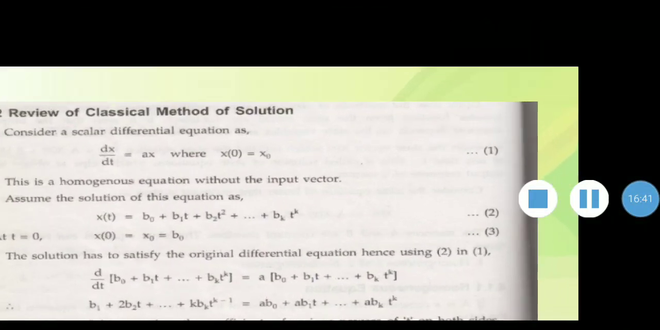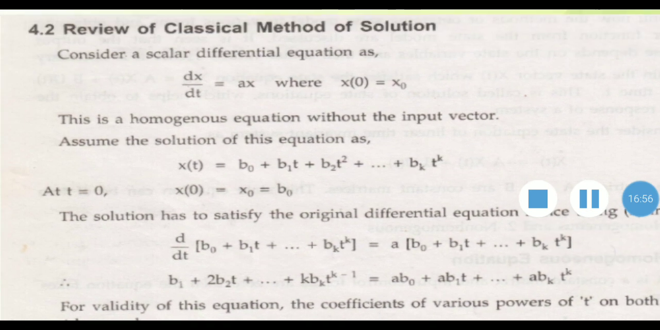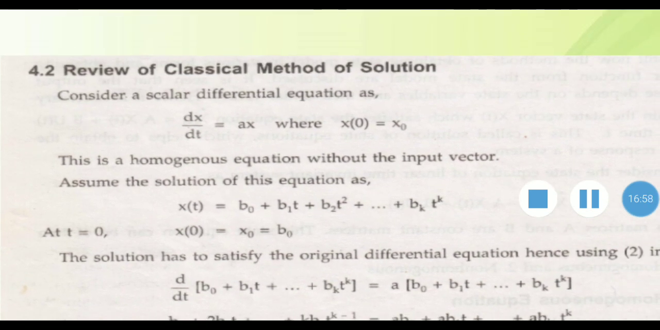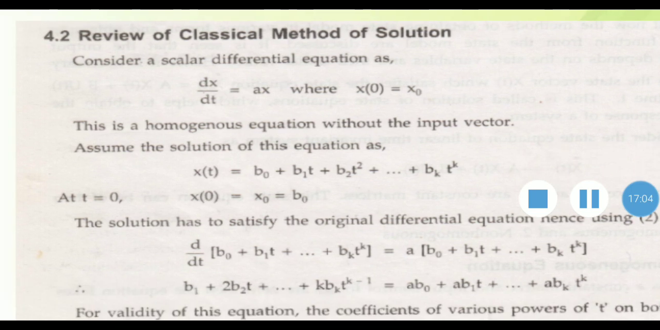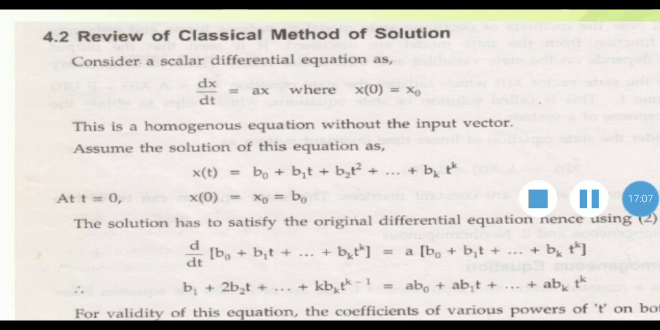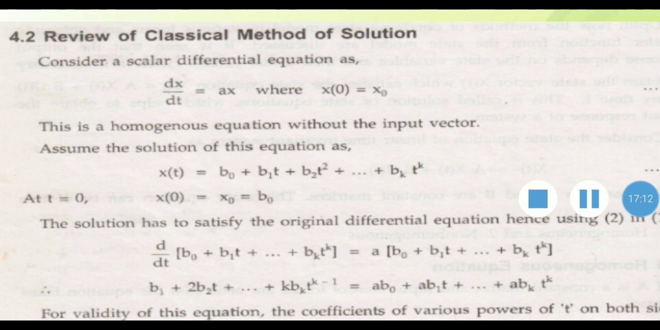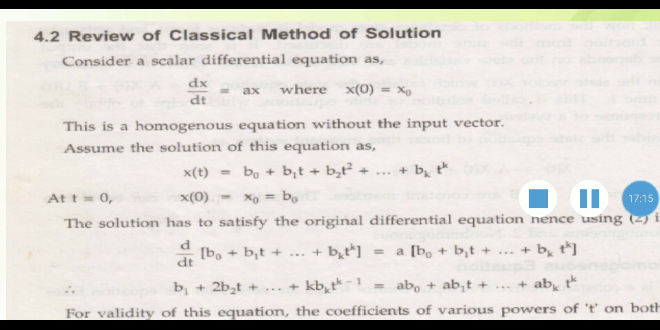Next we'll go for a review of the classical method of solution. Consider a scalar differential equation dx by dt is equal to ax, where x of 0 is equal to x naught. This is a homogeneous equation without the input vector.